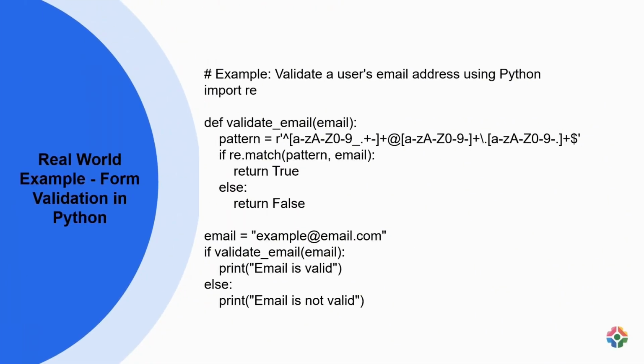To validate an email address using Python, you can use the re module. Firstly, define a function validateEmail that takes an email address as input. Inside the function, set a regular expression pattern that checks for valid email format. Next, use re.match to match the input email with the defined pattern. If there is a match, return true. Otherwise, return false. For example, if you input example@email.com and run the validation check, it will output email is valid, as the email matches the defined pattern. This process helps ensure that the input email address follows a standard email format.